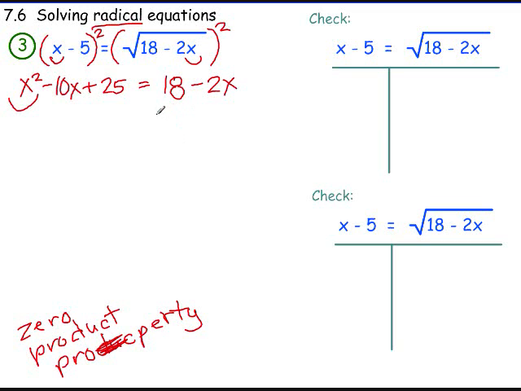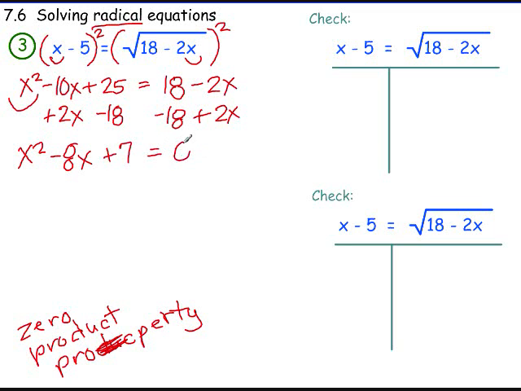So I'm going to subtract 18 and add 2x to this side, which means I must do the same thing over here. I'm going to add 2x and subtract 18. I'm just lining it up underneath where it's actually going to be added, make it a little easier. Then I get x squared, this will be minus 8x, and this will be plus 7. Good, I've got the 0 I needed.